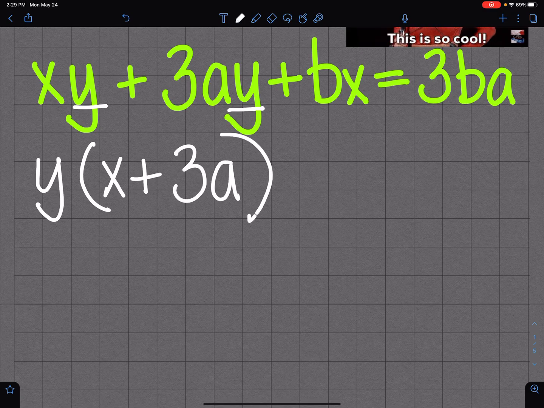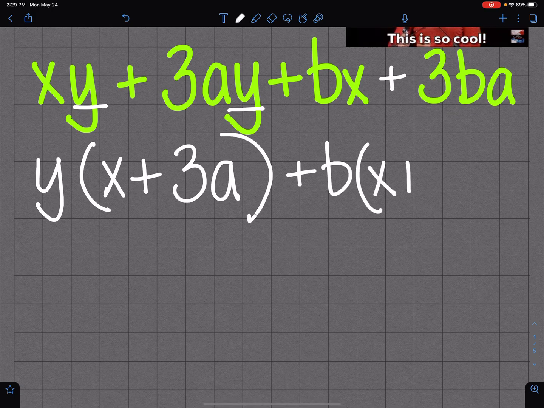Okay, let's look at the rest of it. Sorry, I need to erase this. That should not be an equal sign. That should just be a plus sign there. Now, as we look at the rest of this, what you're going to be doing on these problems is figuring out what is the same between them. So there we've got a b in common. So if we factor out that b, it's going to be b times (x plus 3a).